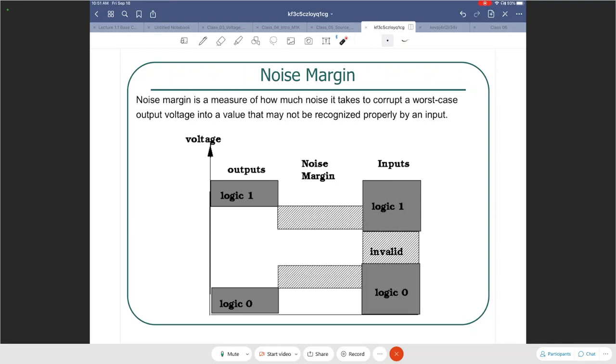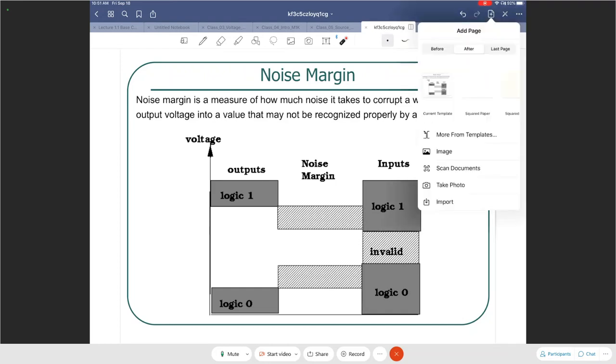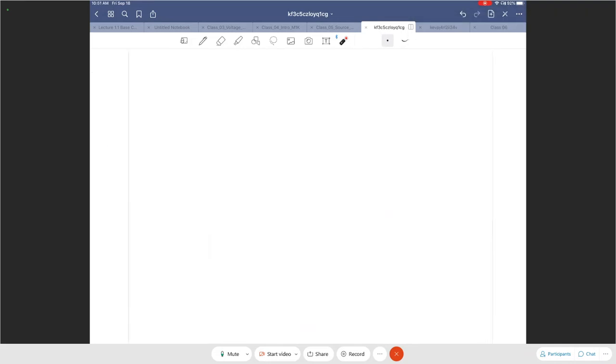Right? How much noise does it take to corrupt a worst case output voltage, which may not be recognized properly by the input of the following logic gate? To go further, I will add a paper here, okay? And I'm going to sketch some logic gates as blocks.